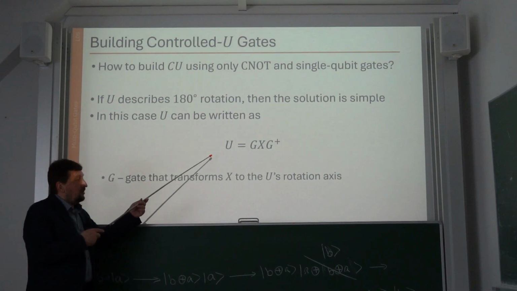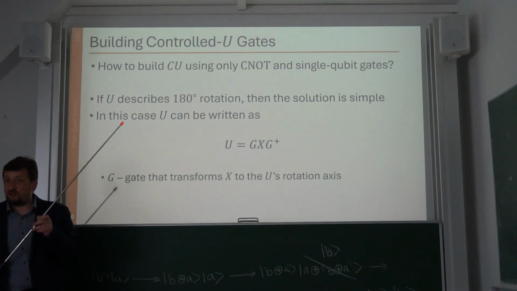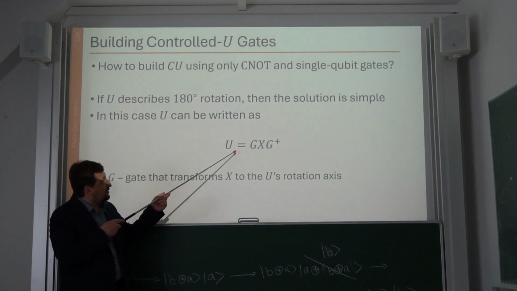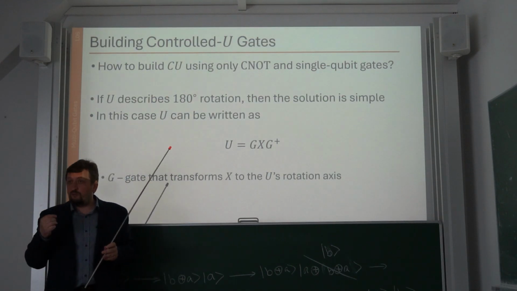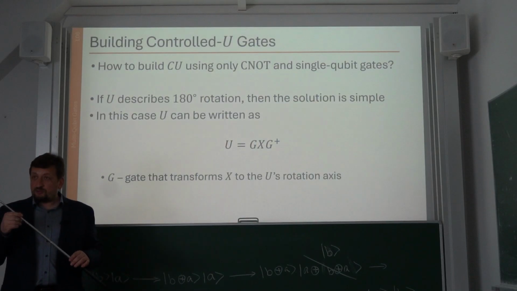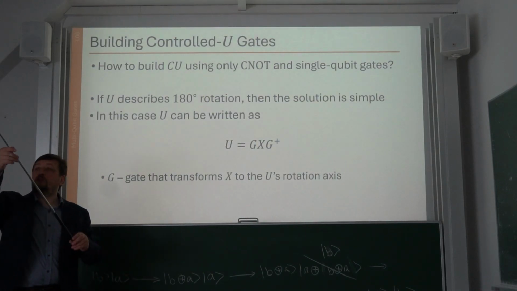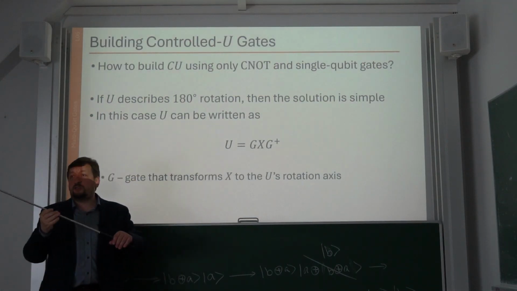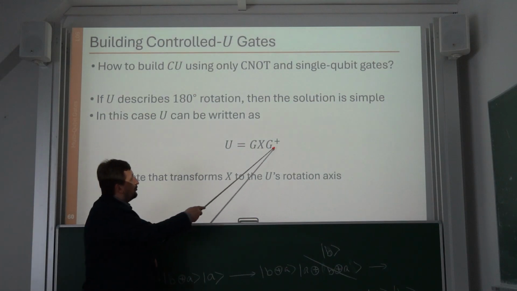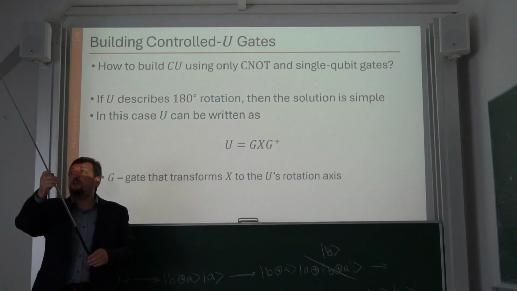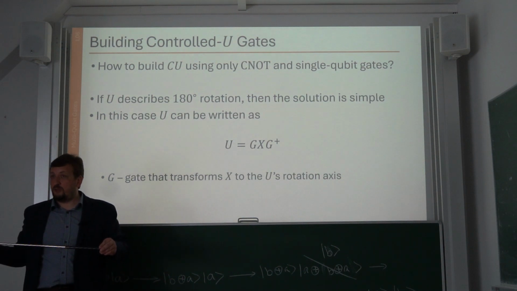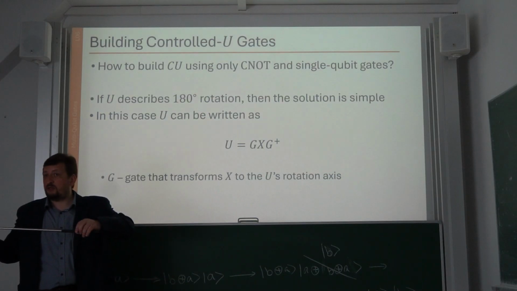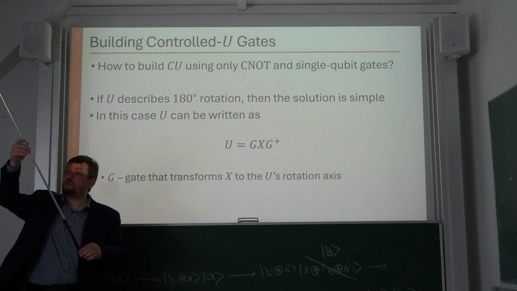If U is such a 180 degree rotation, it can always be written in such a sandwich form. G here is the transformation that maps the x coordinate, so this is the x coordinate, to this axis of rotation. What this form tells us is that we need to read from right to left. Take this axis of rotation, put it into the x direction, then rotate about the x-axis by 100 degrees, and then put this axis back.